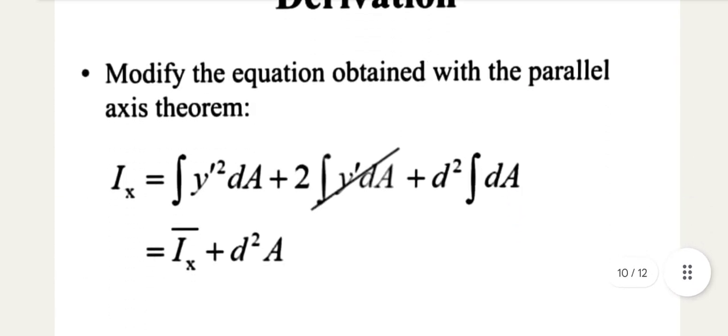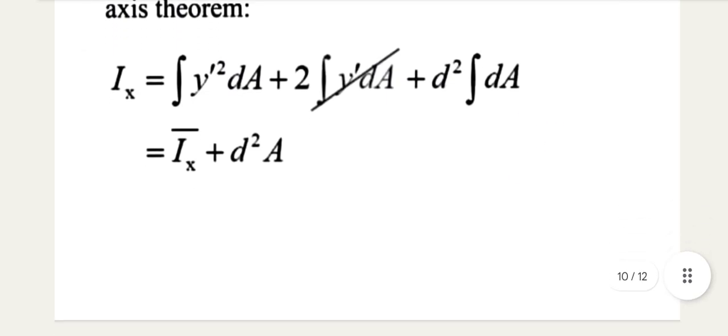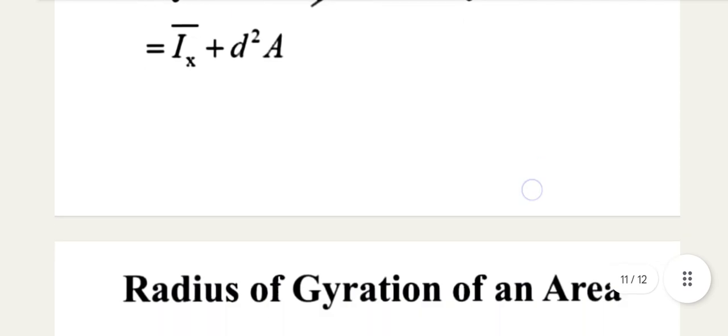Modify the equation obtained with the parallel axis theorem. Ix is equal to integral y dash square dA plus 2d integral y dash dA, that is cancelled, plus d square integral dA. Therefore, Ix is equal to I bar plus d square A.